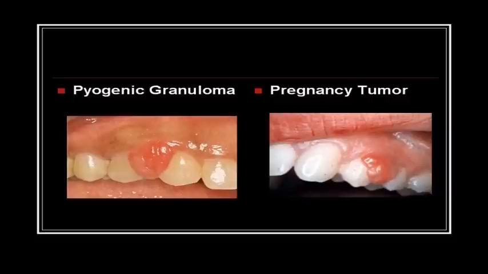A pregnancy tumor or an epulis is an identical lesion to the above, caused by plaque inflammation and made worse by hormonal changes. I hope you found today's review of oral pathological lesions helpful to you in your day-to-day practice, and that you'll find it valuable when you come across that lesion that just causes you to pause for a moment and ask yourself, what could this be?